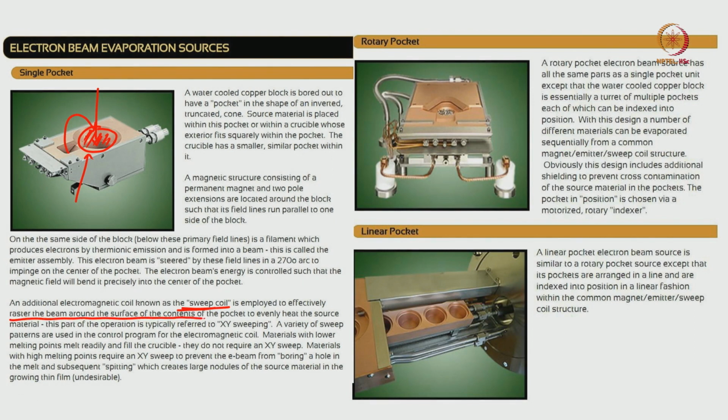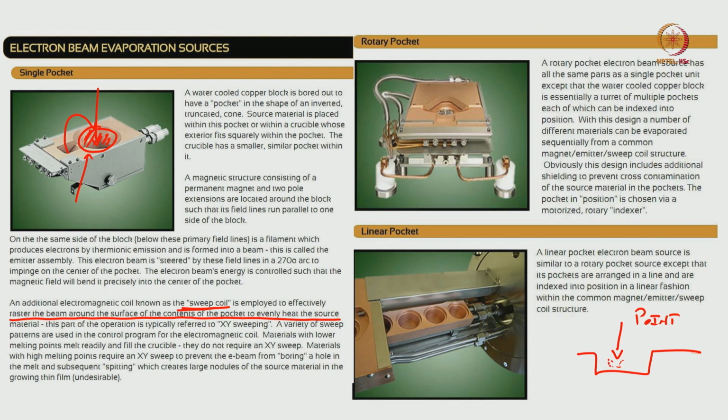around the surface of the contents of the pocket to evenly hit the source material. Because if you continuously use a point source, like say this is a crucible, and you use the electron beam only in the center, then the other material will not get deposited, only the area where the electron beam is focused will get deposited. So, to have uniform deposition and uniform melting of the material, we can use a raster beam, but for a raster beam we have to have a sweep coil.